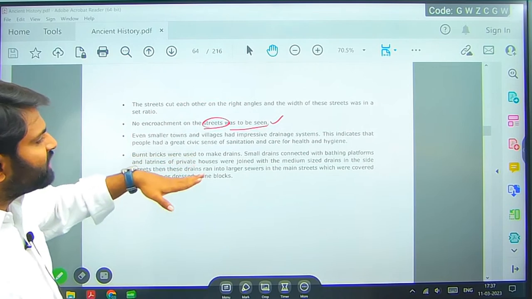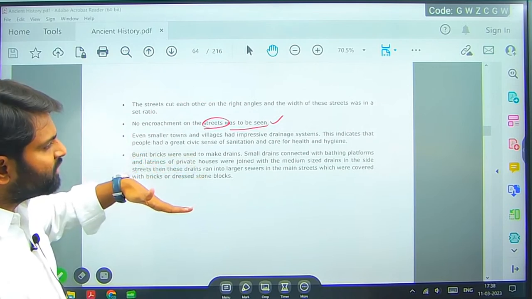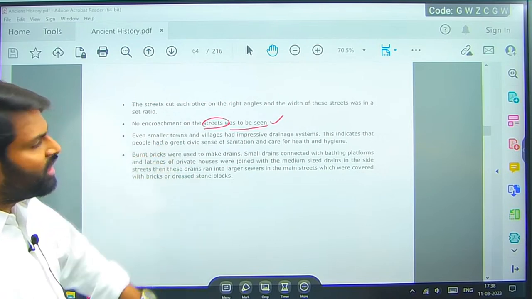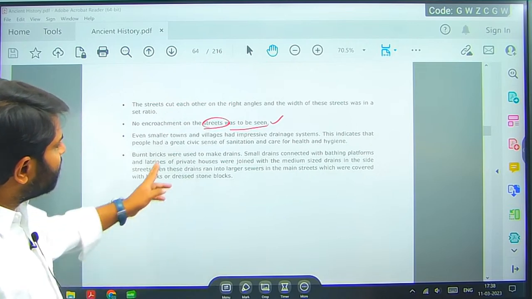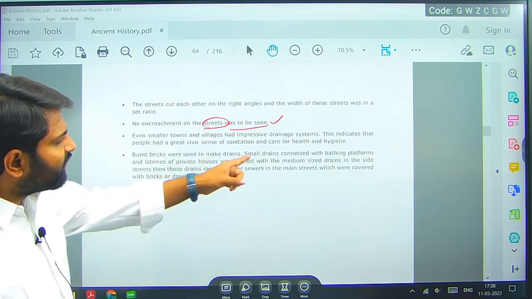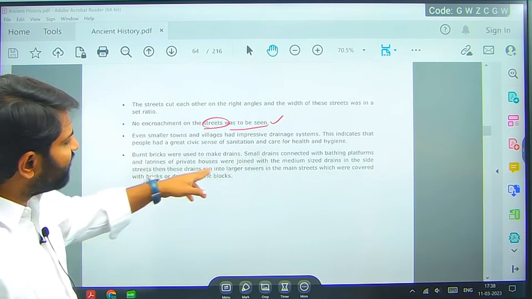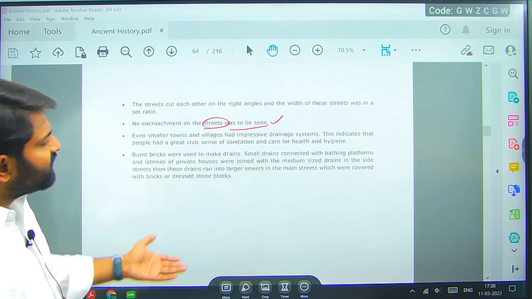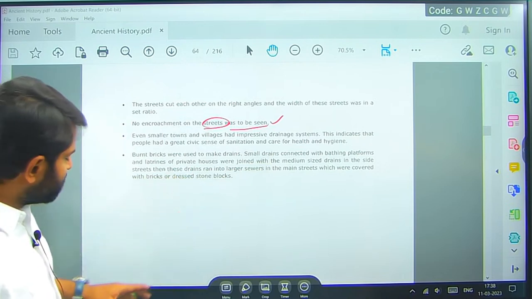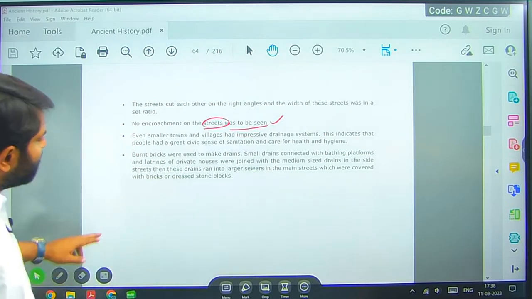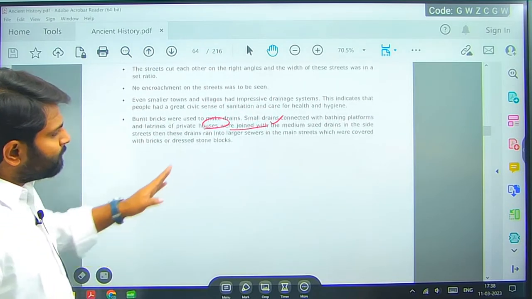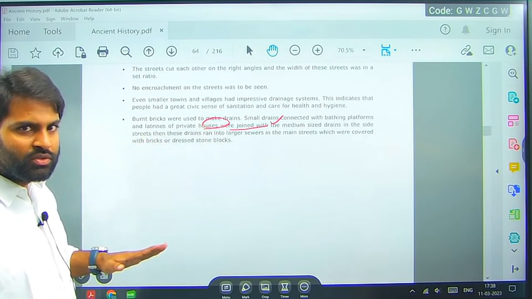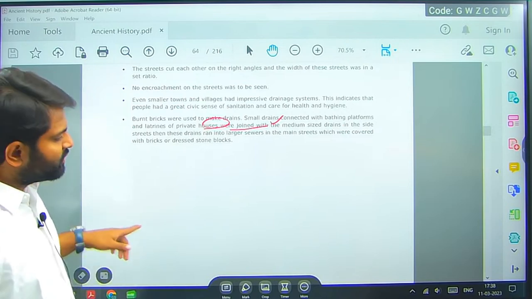Even smaller towns and villages have impressive drainage systems. They indicate that people had a great civic sense, sanitation and care for health and hygiene. Burnt bricks were used to make drains. Small drains connected with bathing platforms and latrines of private houses were joined with medium sized drains in the side streets, then these drained into larger sewers. So drainage was completely engineered. Main streets were covered with bricks or dressed stone blocks. So it is not open drainage, it is closed drainage.